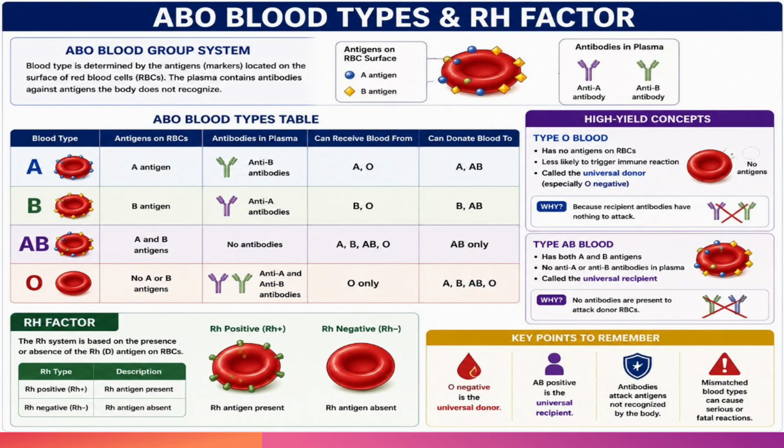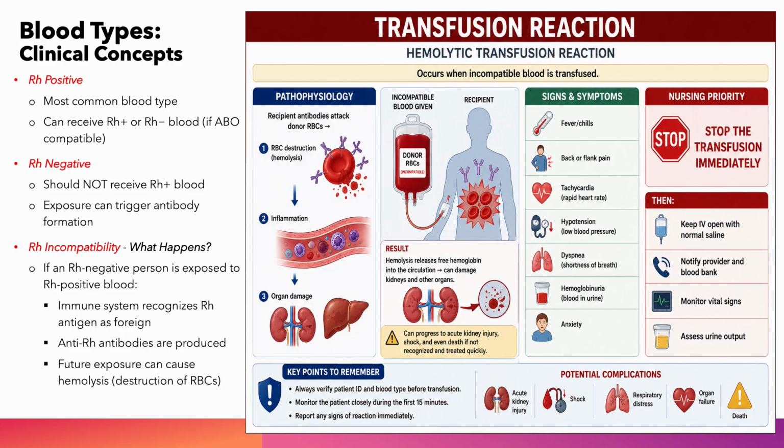One key concept to remember: antibodies attack what the body sees as foreign. That's why matching blood types correctly is so important, or else when the patient is getting a blood transfusion, the body starts to attack its cells. So the ABO and Rh blood groups are critical for safe transfusions.